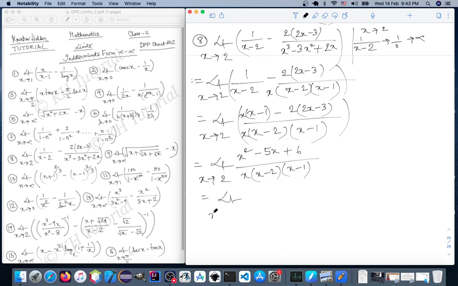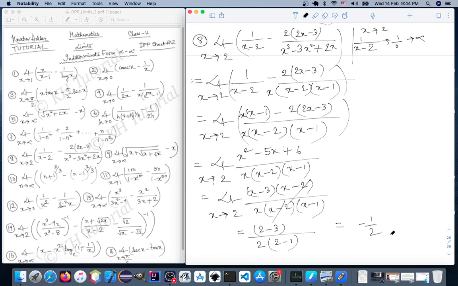If we further factorize the numerator, it will be (x minus 3)(x minus 2). So x minus 2 cancels out, and now we can directly put the value of x as 2 in the expression, and we get 2 minus 3 by 2 into 2 minus 1. This is minus half. Minus half is the answer.